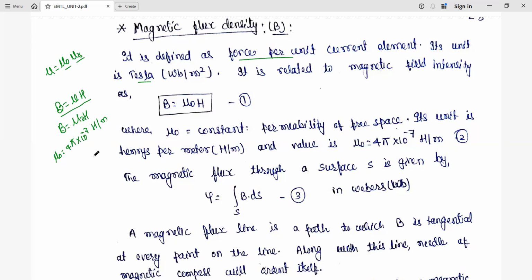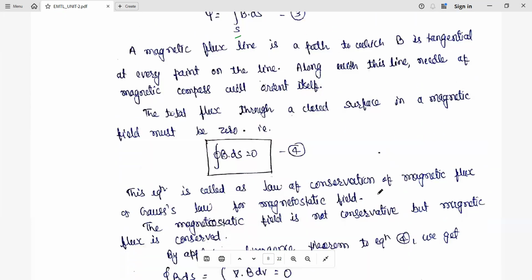Now how do we find the total flux? Total flux is the integral of the flux density over the differential surface. This is a surface integration, so it will have a double integral. Now the magnetic flux line is the path to which B is tangential at every point. That is important: it is tangential at every point on that line.